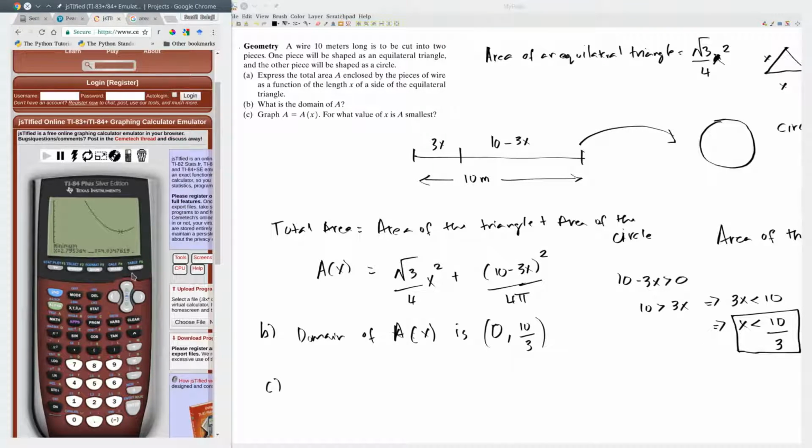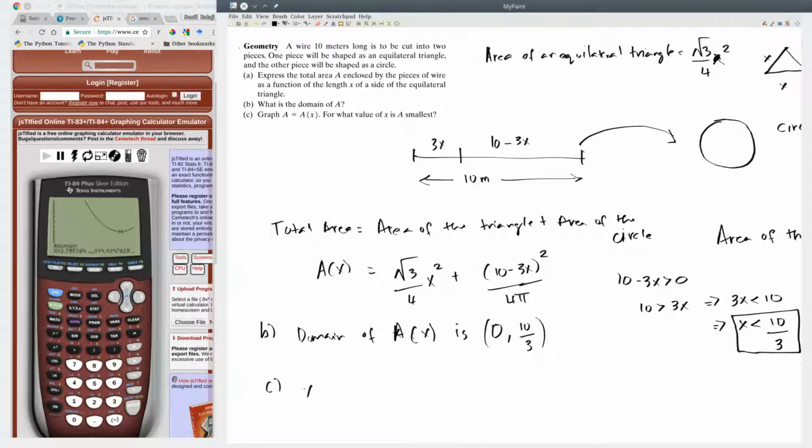So the minimum value of x in this case will be 2.795, and the smallest area at this value of x is 4.0347.